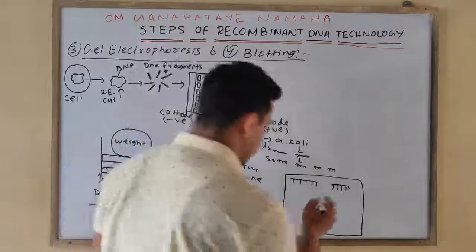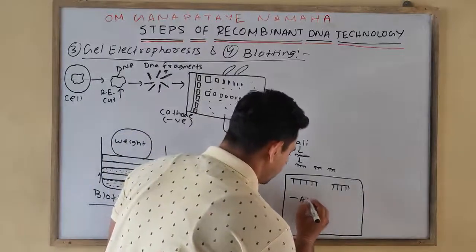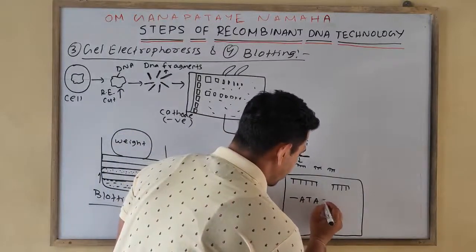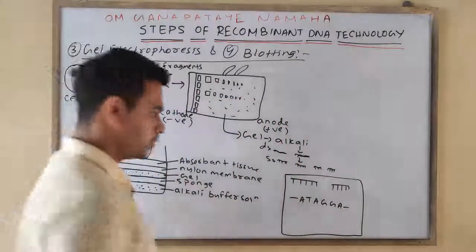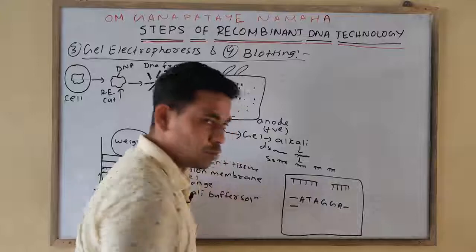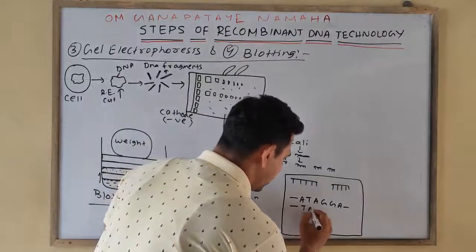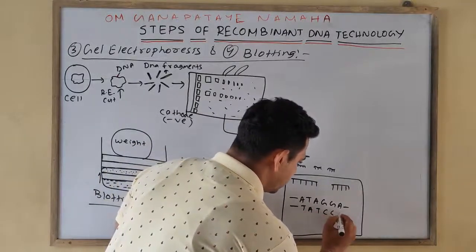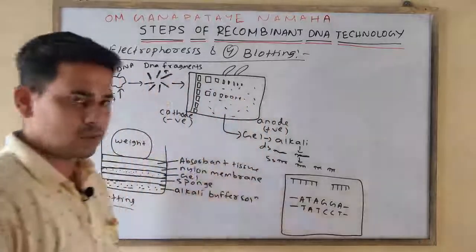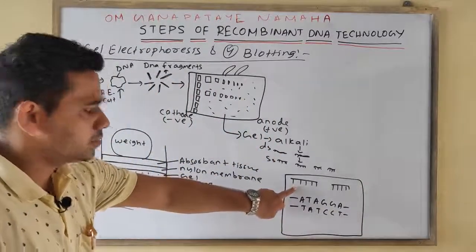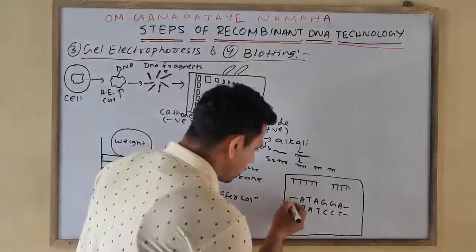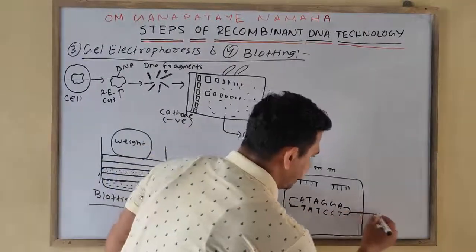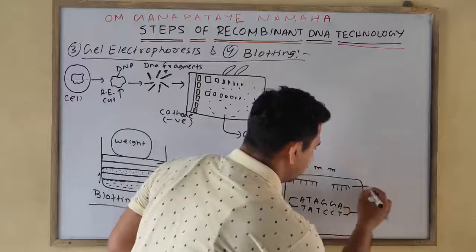So suppose a sequence having A, T, A, G, G, A. Suppose this is the sequence. So we have to apply the probe DNA such as your T, A, T, C, C, T, so that we can make this single stranded DNA into the double stranded DNA.